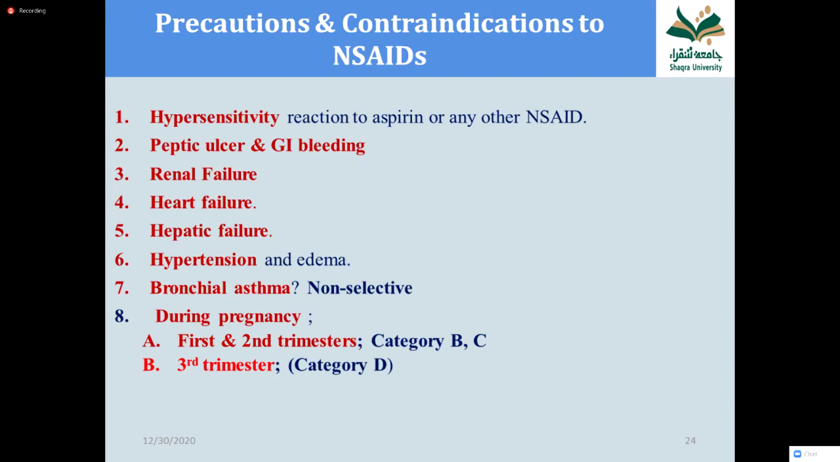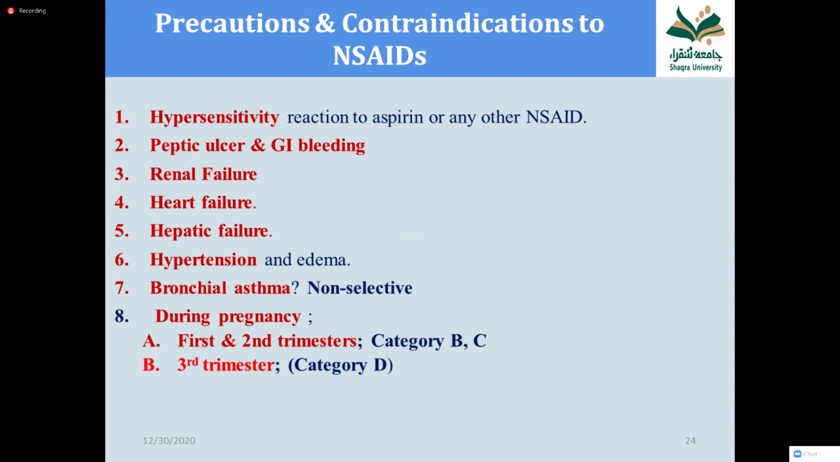So let's see where NSAID should be given with precaution or are contraindicated. These are contraindicated or should be given with precaution, especially aspirin. Most commonly, aspirin exacerbates respiratory disease, which consists of bronchoconstriction and rhinitis, and this phenomenon arises due to inhibition of COX-1.